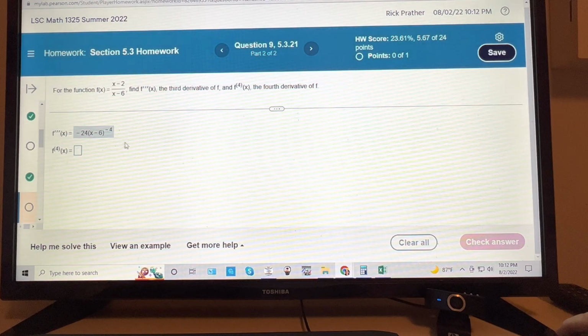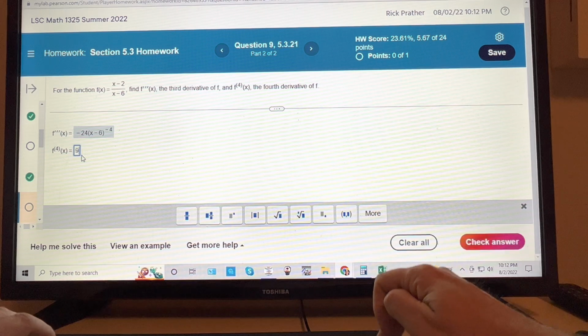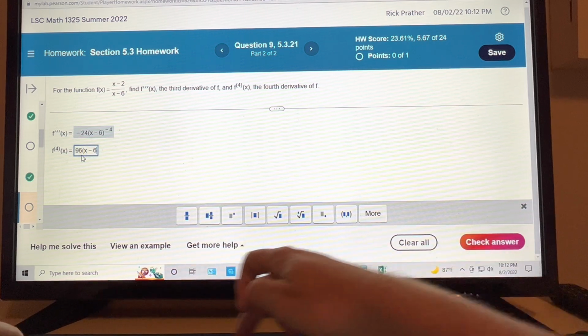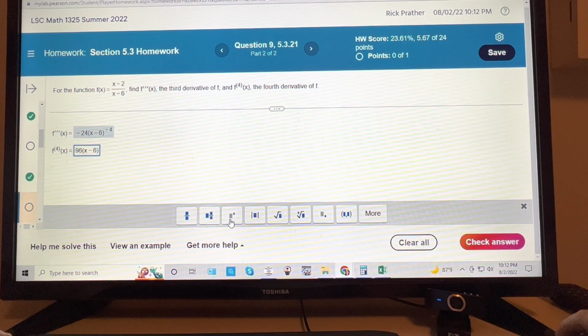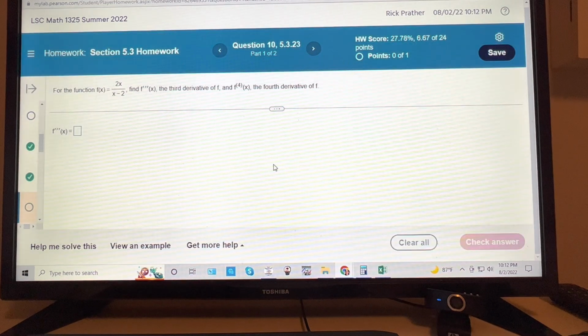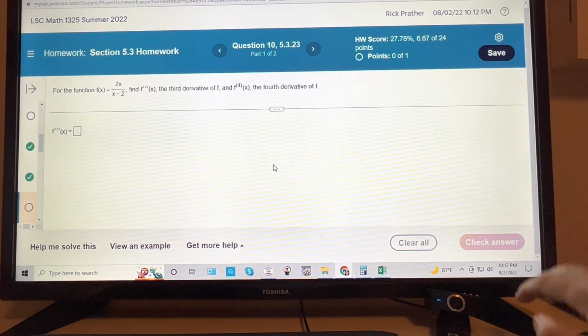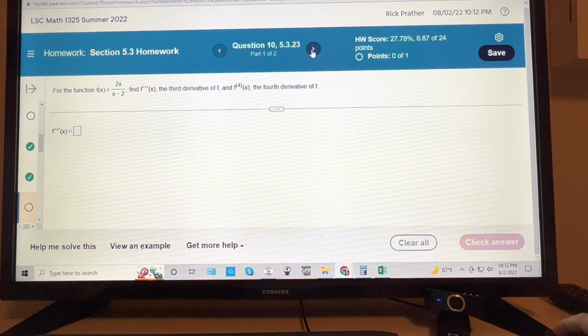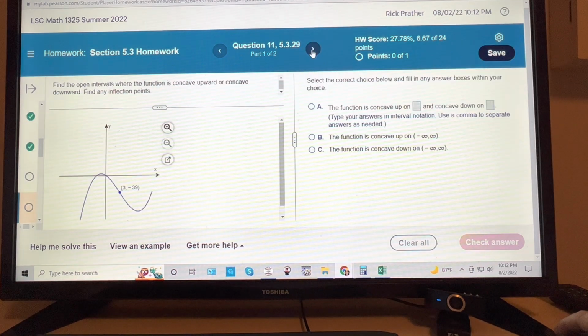And then do it one more time. Negative 4 times negative 24 is positive 96. x minus 6 to the negative 5. And then technically times 1, but that won't matter here. So the first step was quotient rule, but then it got easier after that. Same kind of problem in number 10. Okay, now we got something different.